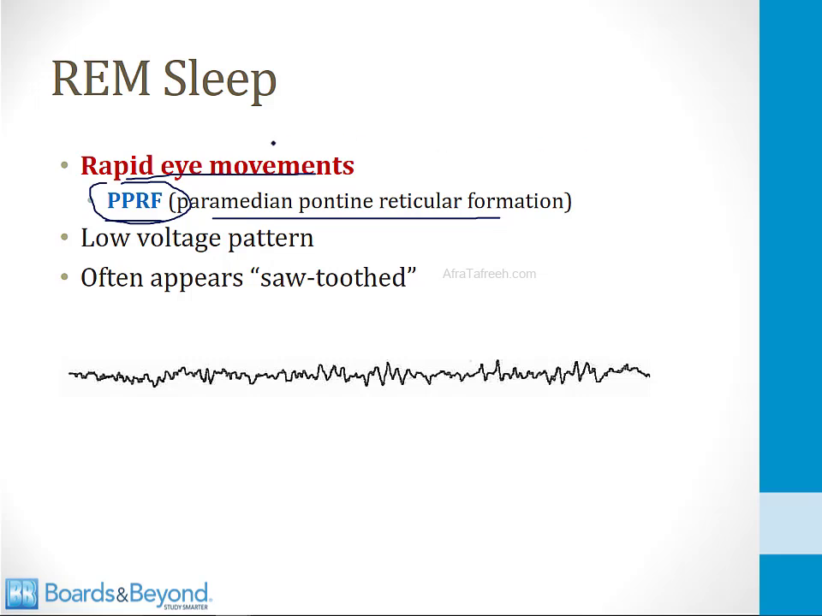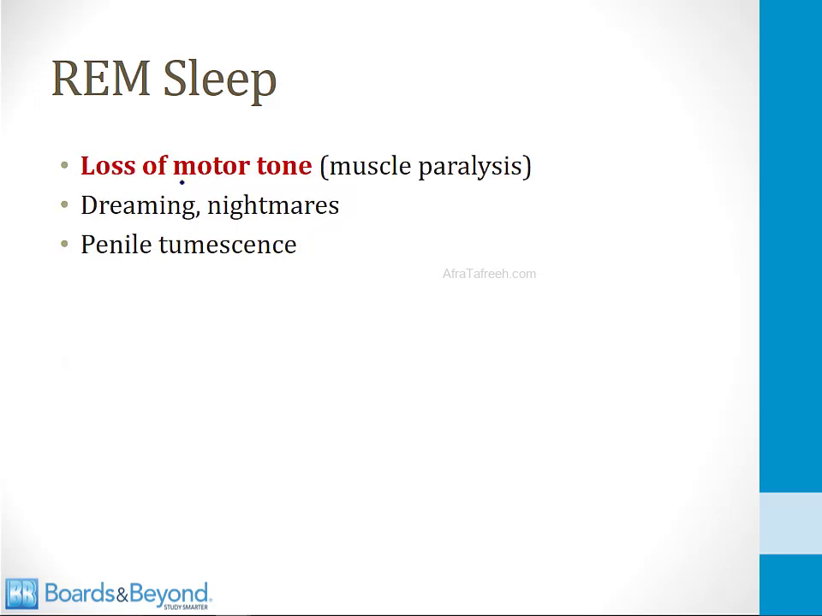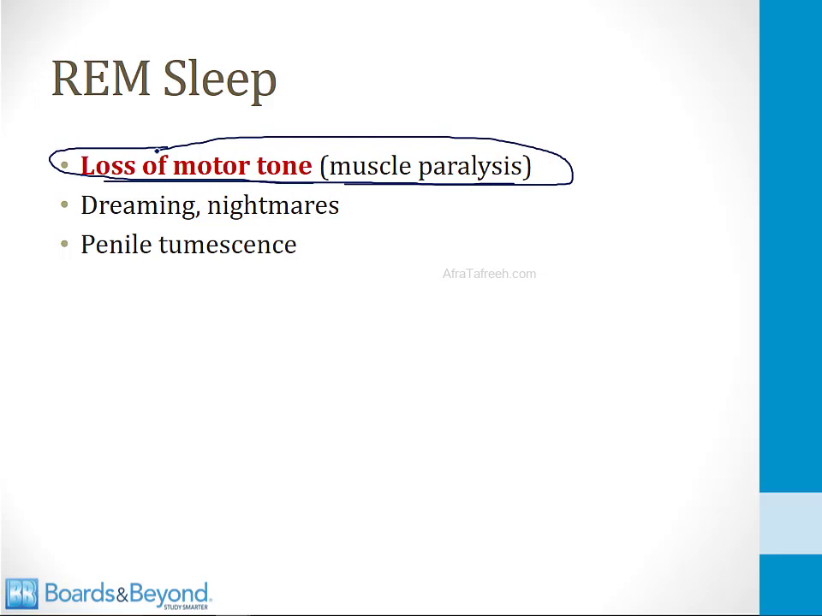On EEG, what you see during REM sleep is a low voltage pattern. It often looks sawtoothed, and this is an example of what REM sleep looks like on the EEG on the screen here. During REM sleep, there is a loss of motor tone. Your muscles become paralyzed. And if you know this, it's easier to understand why you would never sleepwalk or wake up and scream out during the night during REM sleep because you're paralyzed.